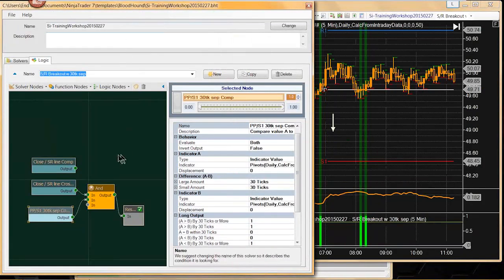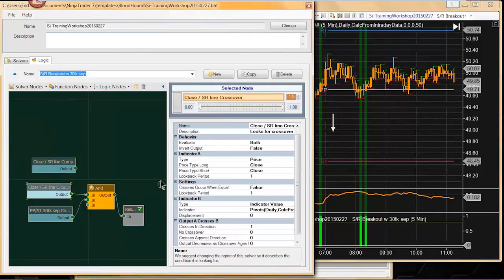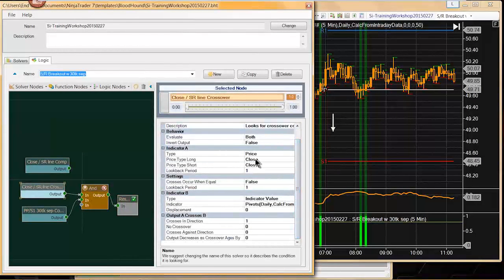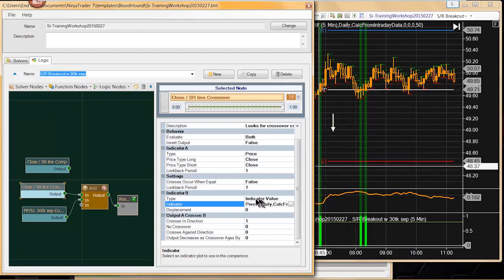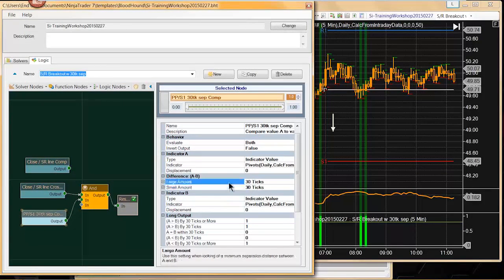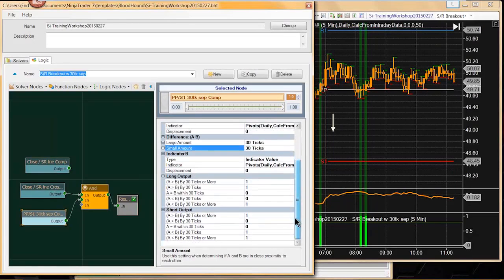So let's just review this again real quick. We have a crossover solver that's looking for the closing price to cross over our support resistance indicator. In this case, we're using the pivots indicator, the PP and the S1 line of the pivots. And then we have another solver here, the comparison solver, which is looking for a 30 tick separation. And we had to change our long and short output by adding a 1 into both of these fields.